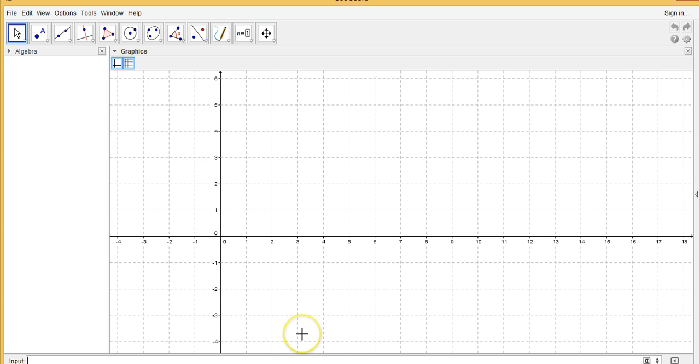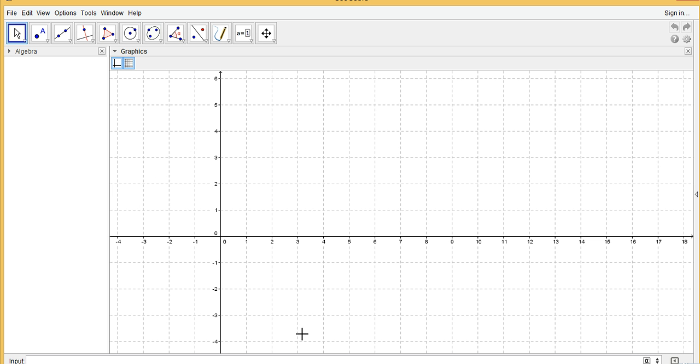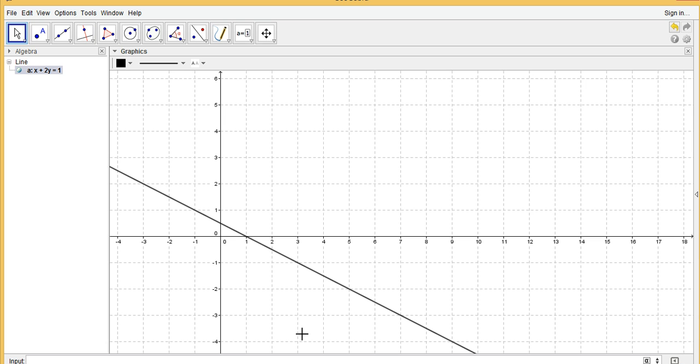So now I'm just going to click down here in the input bar, and we're going to put in that first equation, which was x plus 2y equals 1, and hit enter. And there's our first line. And then we're just going to input the second equation, 2x minus y equals 7. Hit enter. There's our second equation, and we can see our solution is going to be at (3, negative 1).